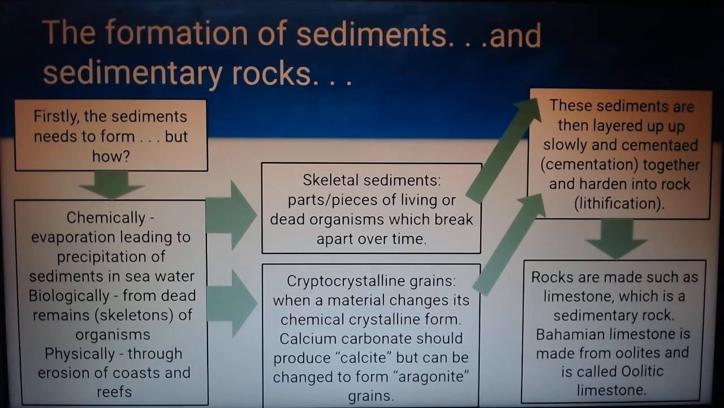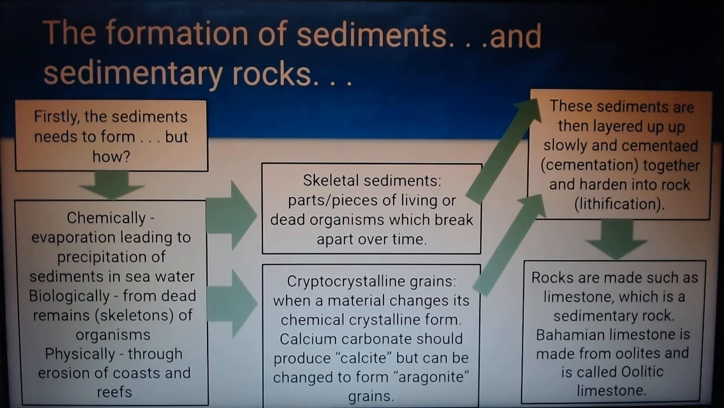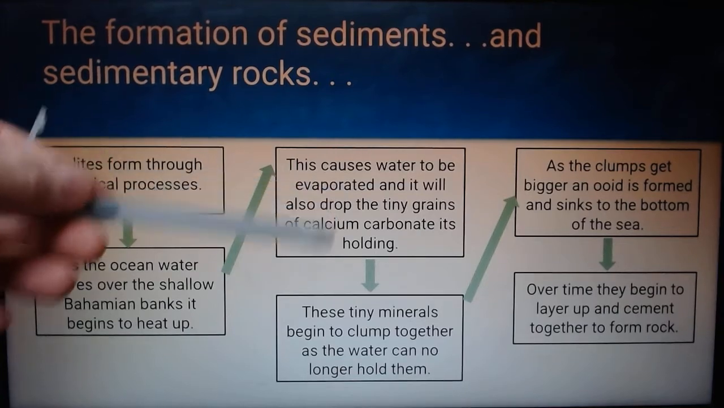So again, firstly, sediments need to form, but how? There's chemically, biologically, or physically. Erosion of the coasts, the existing rock broken down into small pieces. Biologically, from dead remains, skeletons of organisms. As they break apart and decay down, they become smaller little pieces and pile up together. Or chemically, through the evaporation leading to the precipitation of sediments in the water. We'll look at this one on the next slide in more detail.